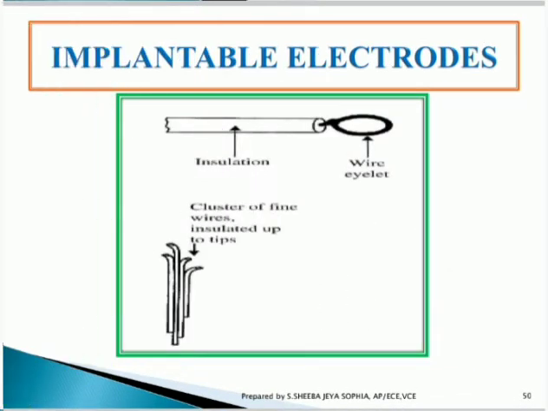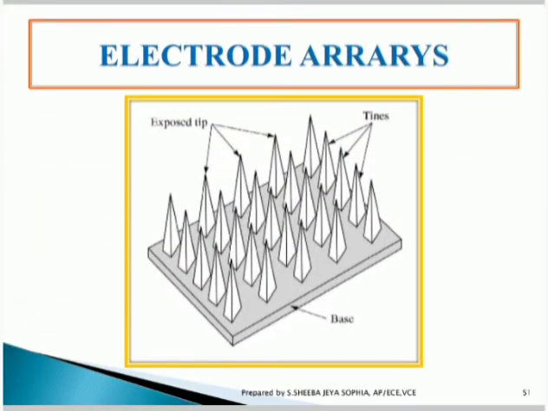Implantable electrodes are also available. From the name itself, you can say this is implanted into the particular area where you are going to measure the potential value. Electrode arrays are also available. An array is nothing but a set of electrodes. You can place 10 or n numbers of electrodes in a manner that they can be placed parallelly at all the places of the human body and measured parallelly.